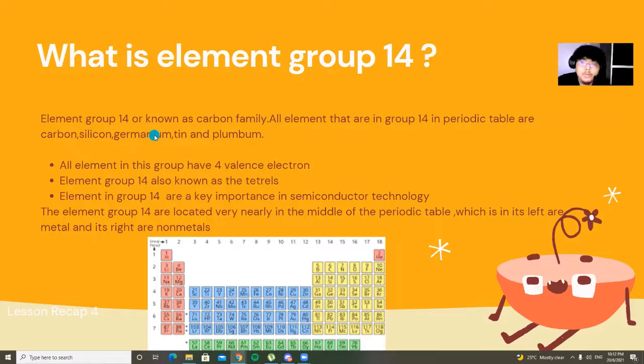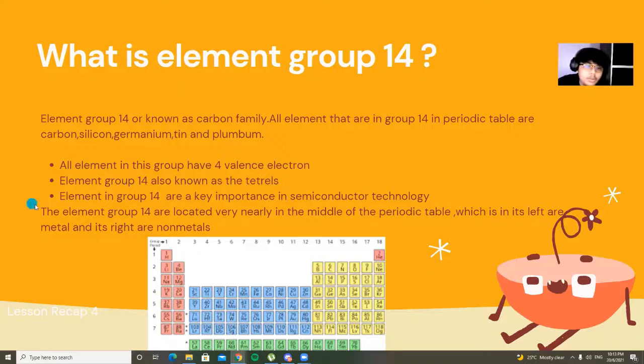Why is element group 14 very important? First of all, we need to know that the elements in this group are used in semiconductor technology. In all semiconductor technology, the main elements that they use, commonly, are carbon, silicon, and germanium. So these elements are very important for them to create a semiconductor.